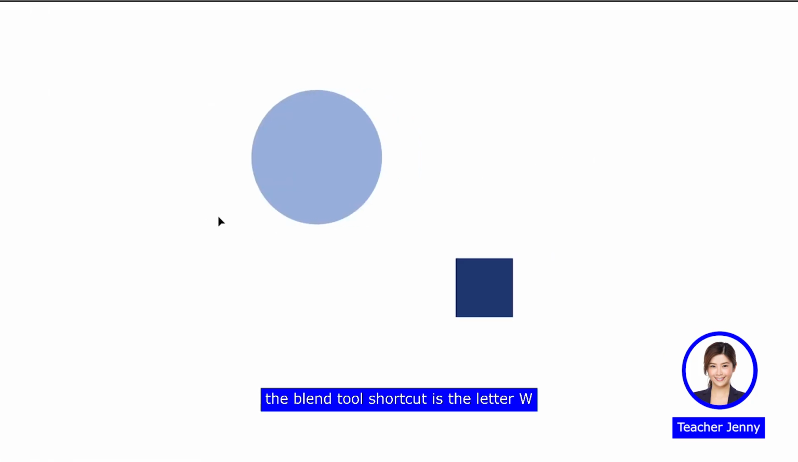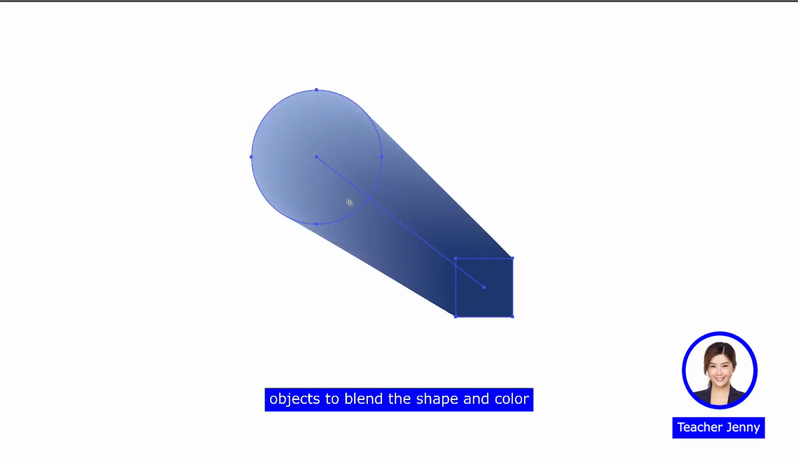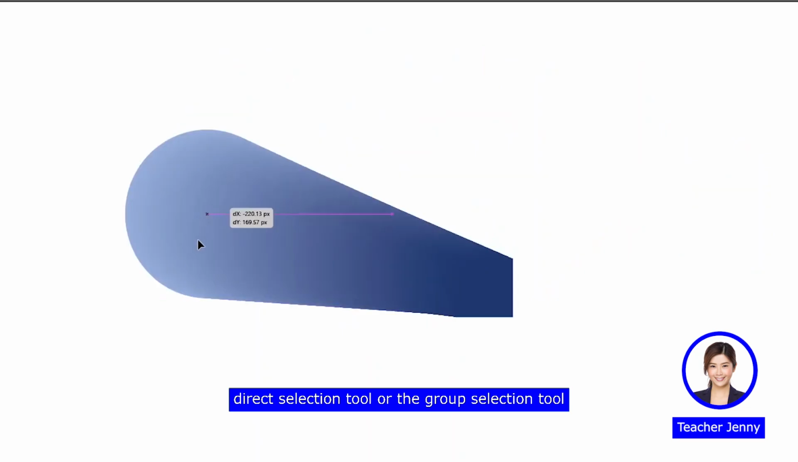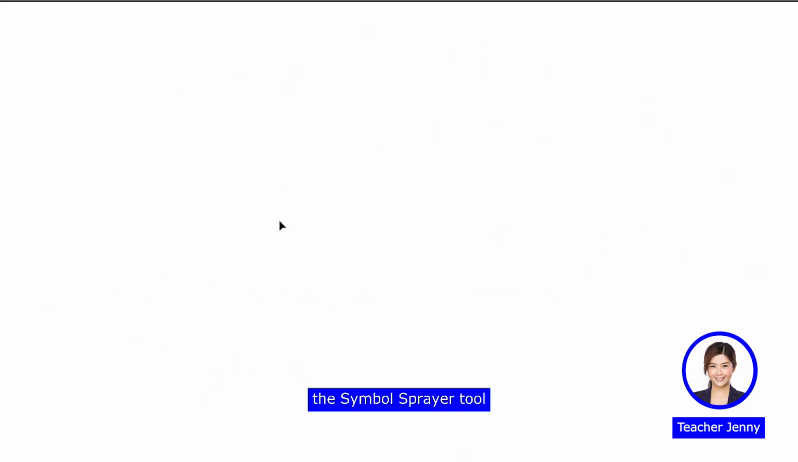The Blend tool, shortcut is the letter W. Click on two or more objects to blend the shape and color between them. Objects are grouped after the blend is created, but can still be selected by using the Direct Selection tool or the Group Selection tool.